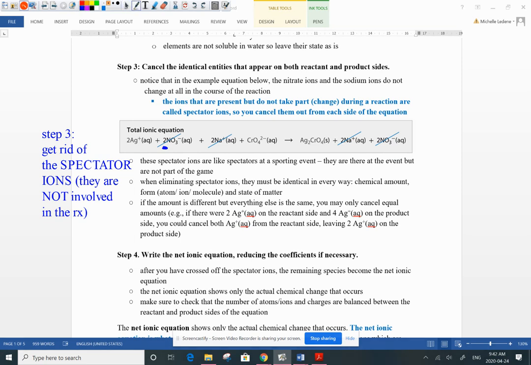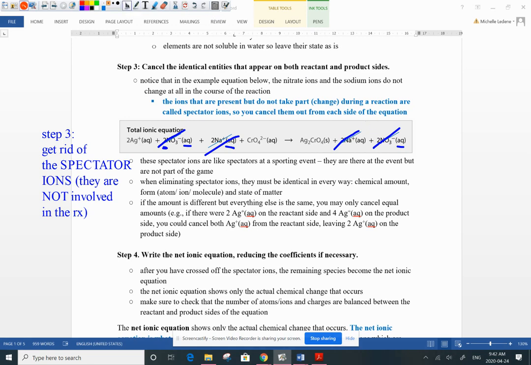We also notice what his charge is. So there's 2 negative, 2 negative. They're the same state, so they're the same. They're not changing in any way. They're not involved in the reaction, so we get rid of them. Same for sodium. Look, it's 2Na+ aqueous, 2Na+ aqueous. Get rid of him. He is not at all involved. And so therefore we cancel out these spectator ions.